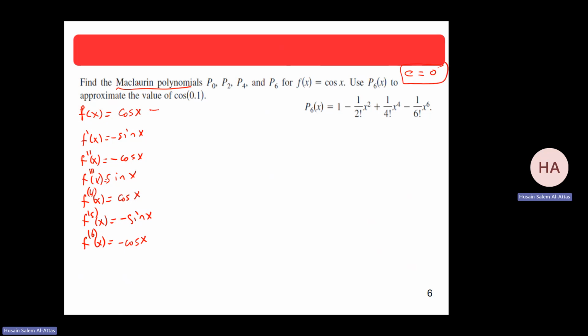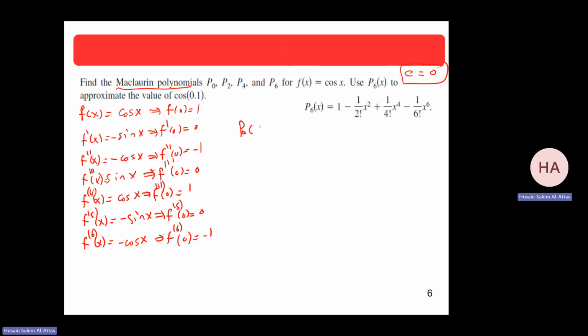0. So what will be f at 0? 1. f prime at 0, 0. f double prime at 0, minus 1. f triple prime at 0, 0. Fourth derivative at 0, 1. Fifth derivative at 0, 0. Sixth derivative at 0, minus 1. Okay. Now what will be P0 of x?